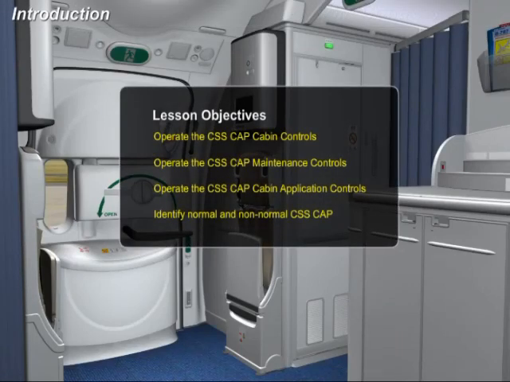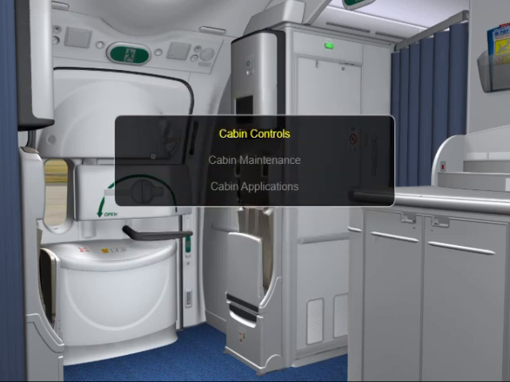In this lesson, you will operate the Cabin Attendant Panel, or CAP, to control cabin systems, do ground tests, and look at faults in the Cabin Services System, or CSS. You will find the CAPs and identify the main menu. You will use the CAP to operate and monitor the Cabin Services System and identify normal and non-normal indications.